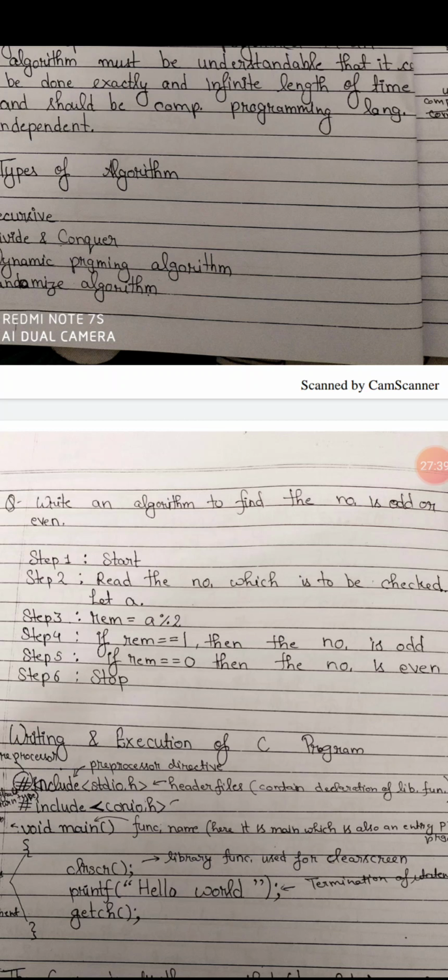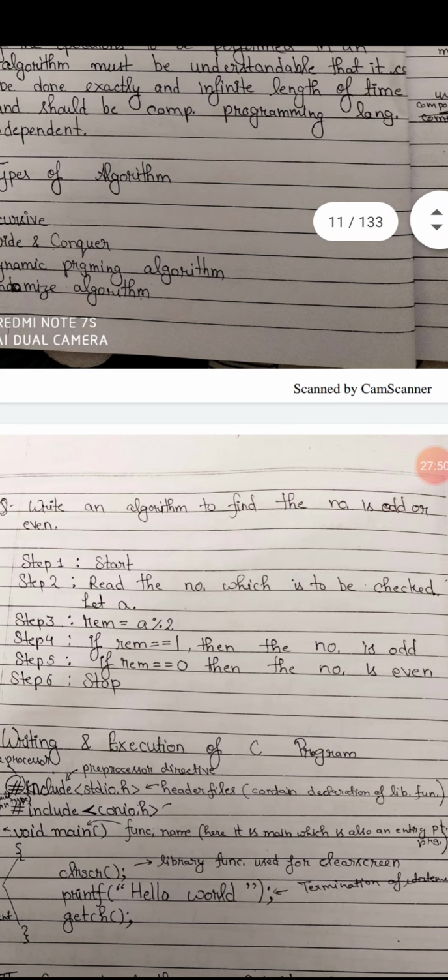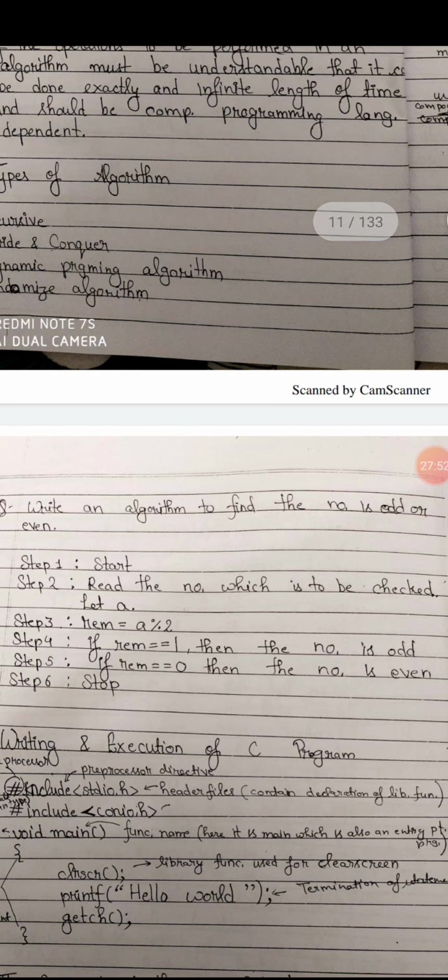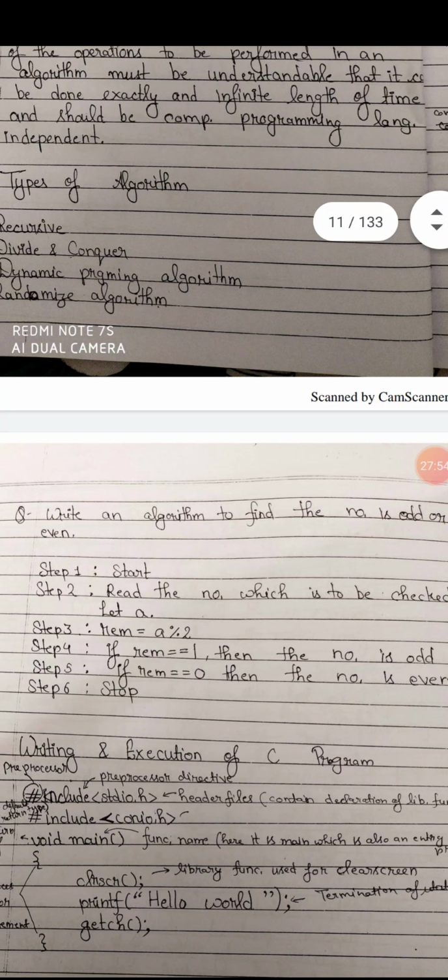For checking odd and even numbers, we must have an input number. So in the second step, we read the number which is to be checked. Let that number be A. Now step 3 is, we calculate the remainder of A with 2. That will be step 3.